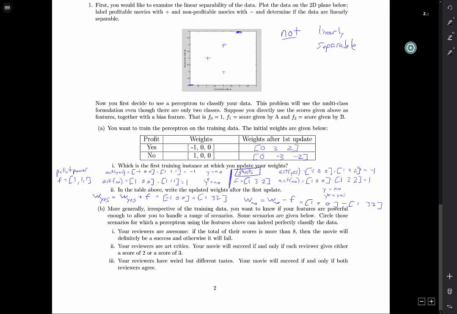So they say your reviewers are awesome. If the total score is more than 8, then the movie will definitely be a success. Otherwise, it will fail. So let's draw a graph.